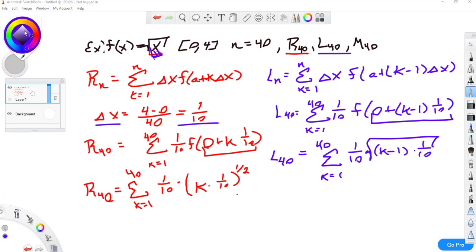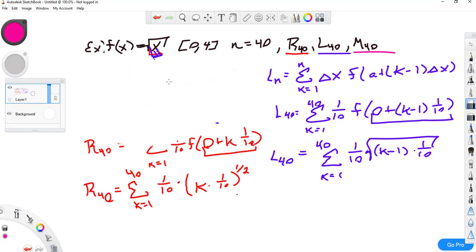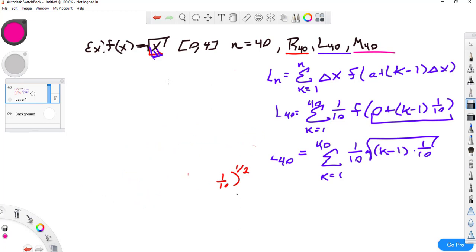Now, what we can do is we can go ahead and do M40. So I'm going to do M40. Going to erase these guys real quick. I'll just erase R. So we're going to do M40. Remember that M sub n, that is going to be, whoops, I wrote 4 instead of n.